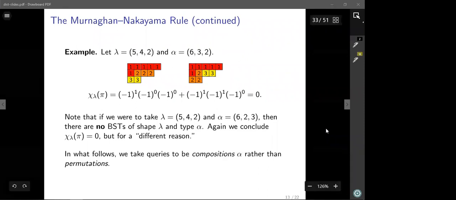It's not that recent. Okay, so from now on, instead of taking permutations or even partitions as our queries, we're going to allow ourselves to take compositions. So these are the things that we're going to be asking about: what is the value of chi lambda on a particular composition?